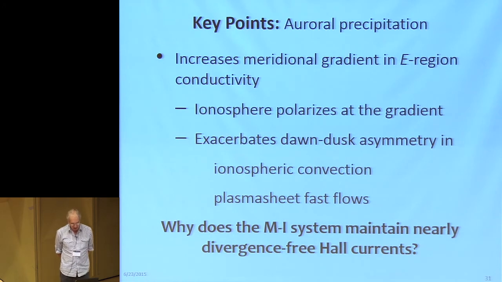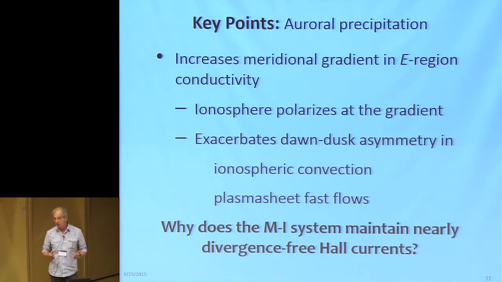It exacerbates the dawn-dusk asymmetry, particularly during storms when you get a lot more charged particles being dumped into the ionosphere. And the asymmetry is very pronounced in ionospheric convection, and in plasma sheet flows and many other parameters as well. And I think it's really an outstanding question as to why the MI system prefers to maintain a near zero divergent Hall current rather than diverting it into field line current. There's some hints in the literature that it may have something to do with maintaining a minimum dissipation state.